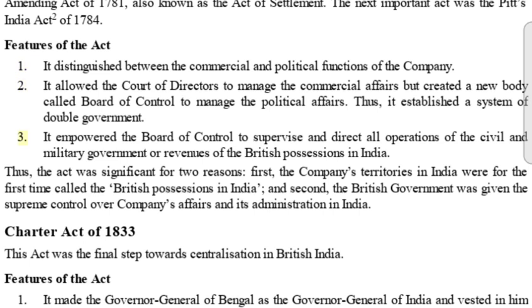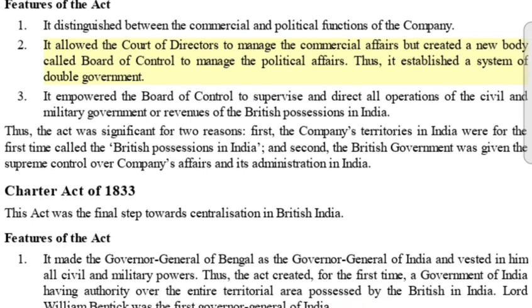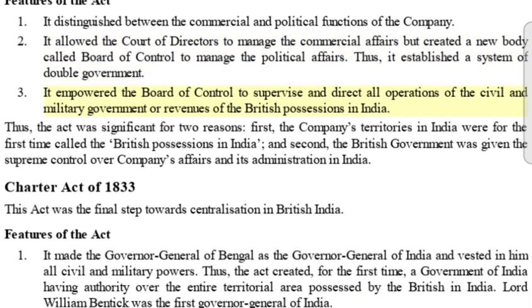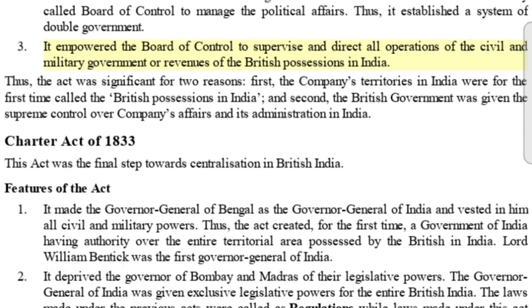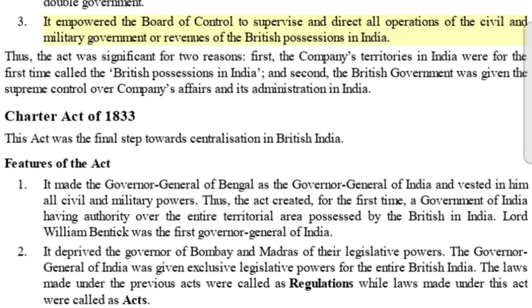1. It distinguished between the commercial and political functions of the company. 2. It allowed the Court of Directors to manage the commercial affairs but created a new body called Board of Control to manage the political affairs. Thus, it established a system of double government. 3. It empowered the Board of Control to supervise and direct all operations of the civil and military government or revenues of the British possessions in India.